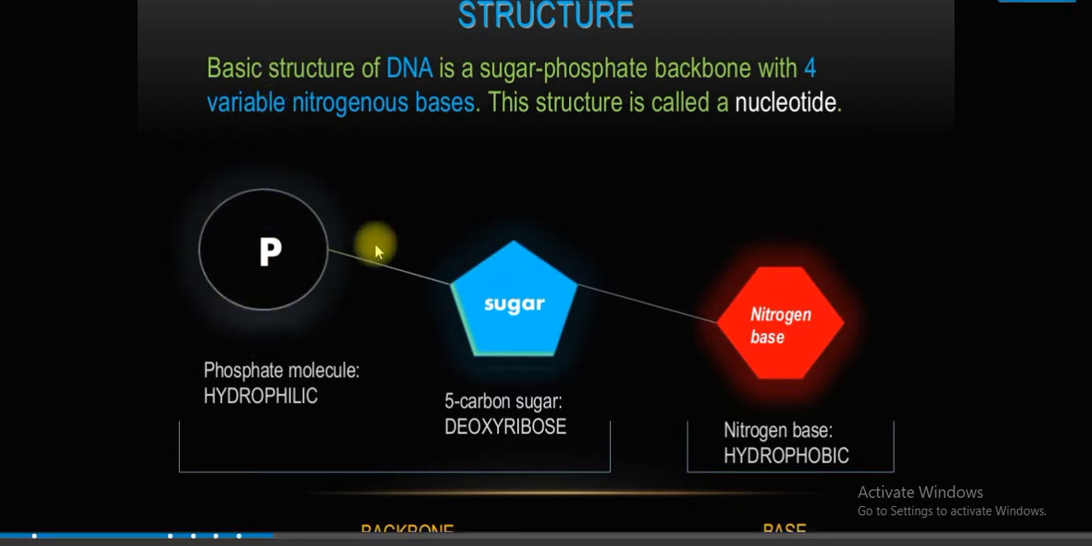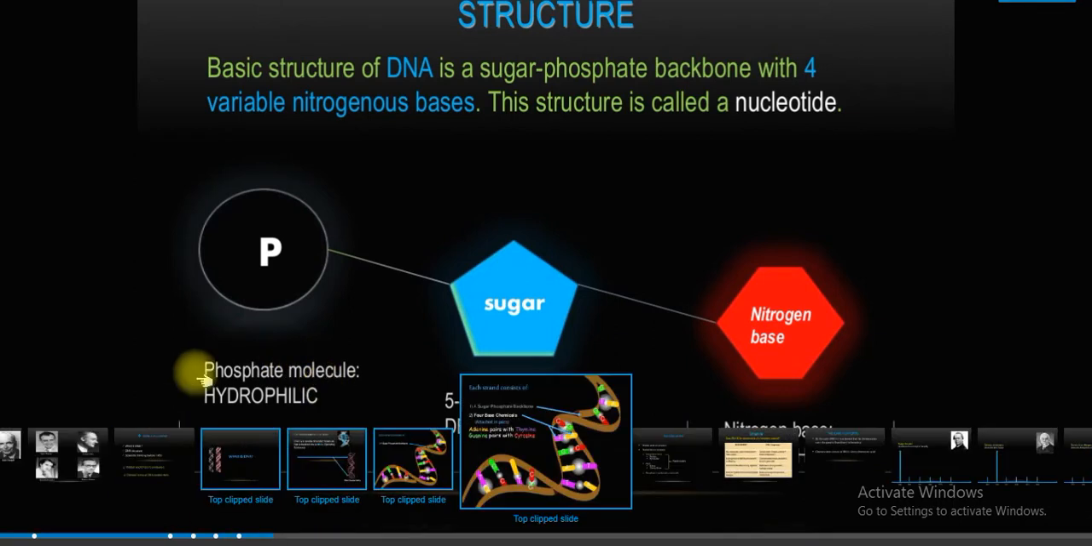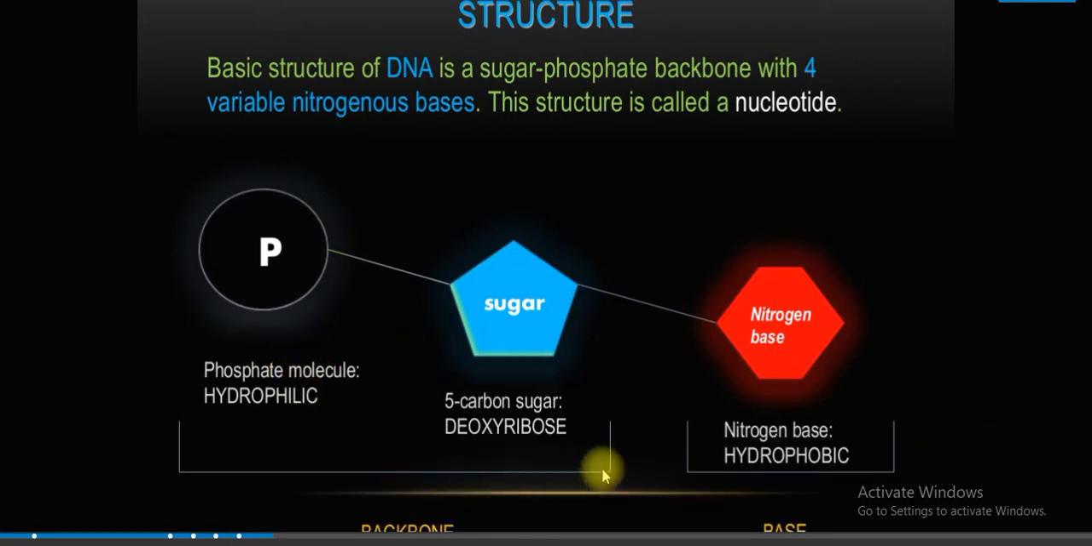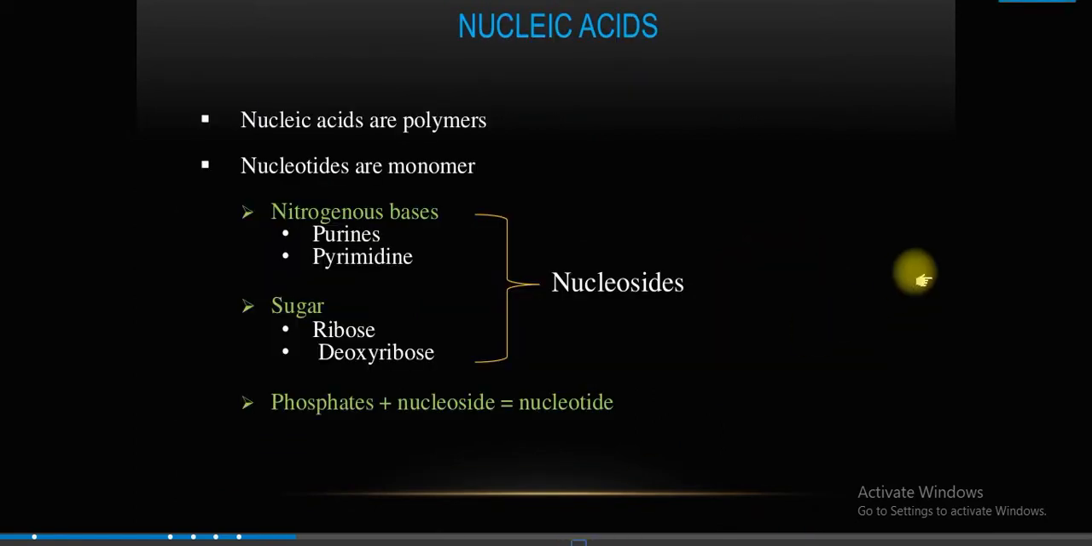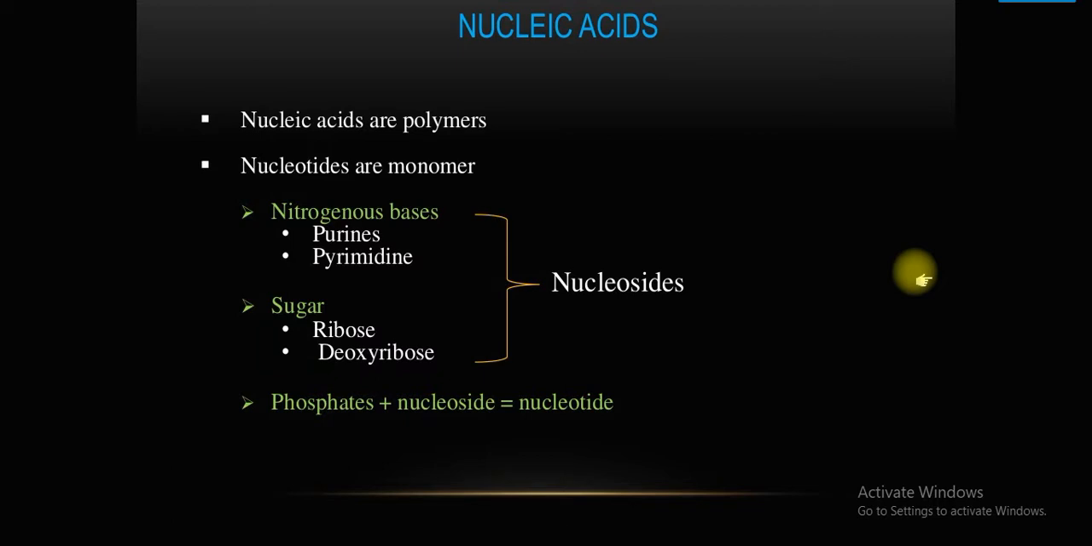As you can see, this phosphate molecule is hydrophilic in nature, and the sugar is deoxyribose in the case of DNA and ribose in the case of RNA. The nitrogenous bases are mainly hydrophobic in nature. Nucleic acids are polymers and nucleotides are monomers.